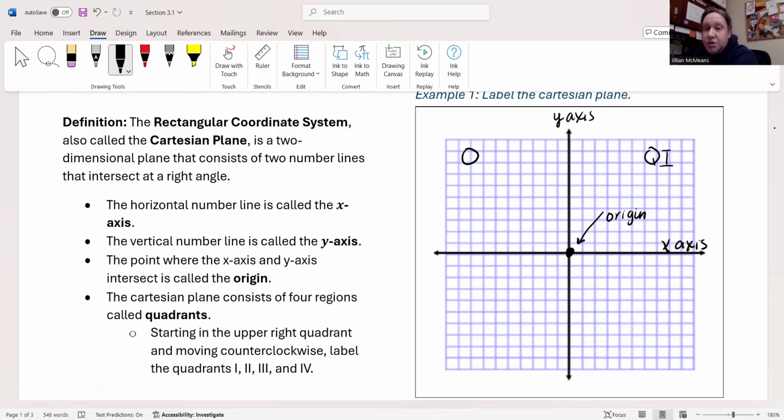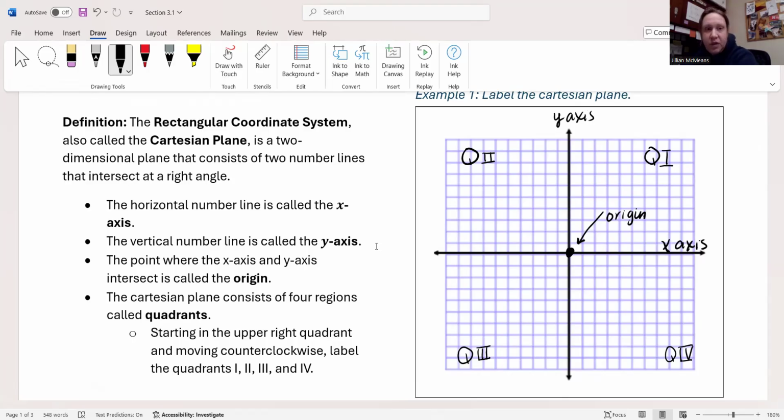Moving counterclockwise to the upper left-hand corner, we have quadrant 2, and then we have quadrant 3, and quadrant 4. Now, V in Roman numerals is a 5. Putting a 1 in front of it tells me it's 5 minus 1, or 4. So 4 looks a little wacky. But this whole upper right-hand corner, that's quadrant 1. The whole upper left-hand corner is quadrant 2, and then 3, and then 4. Okay, so that's just the basics of how we build this rectangular coordinate system. In the next topic, we're going to talk about what we do with it.